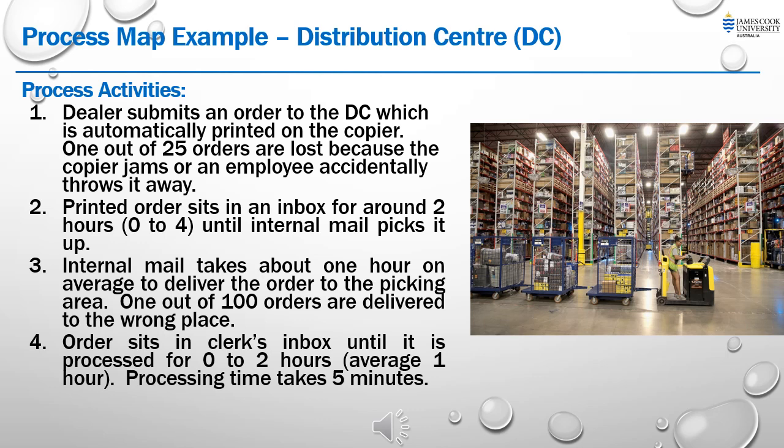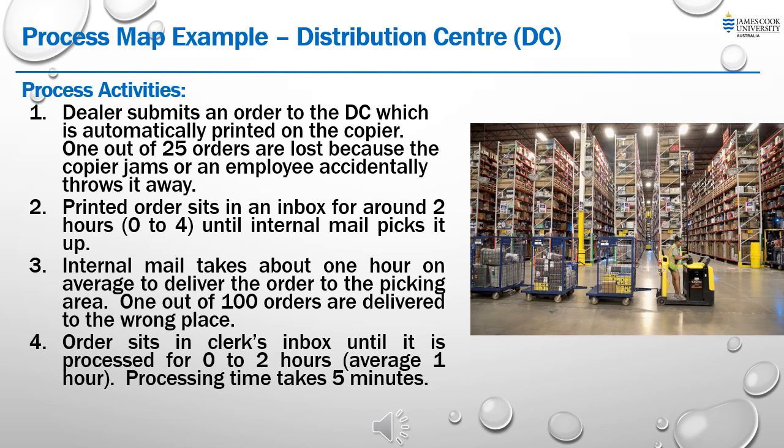Let's have a look at an example. So this is a warehouse, for example. There are process activities going on. For example, dealers submit an order to a distribution center, which is automatically printed on the copier. One out of 25 orders are lost because the copier jams or something.